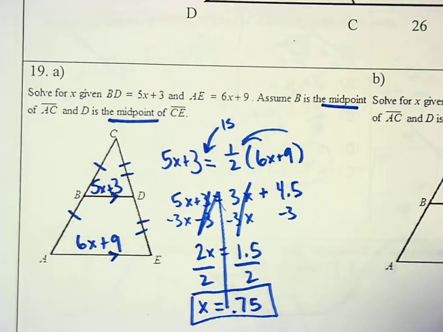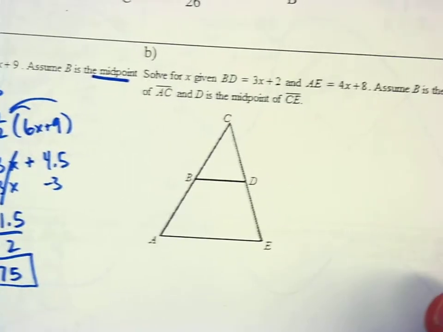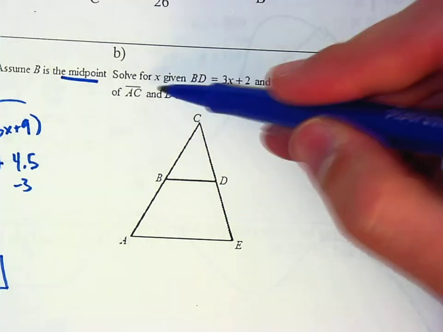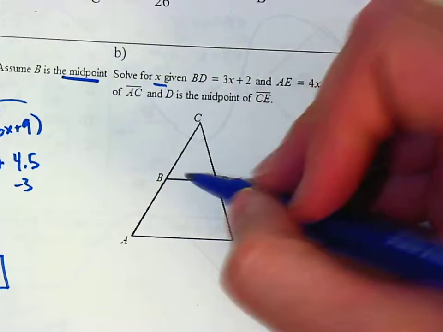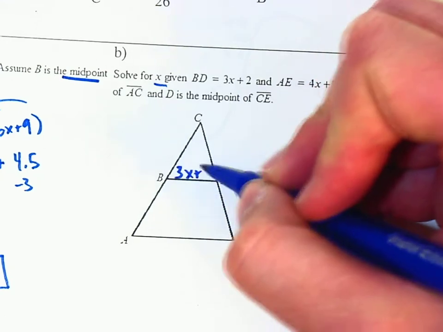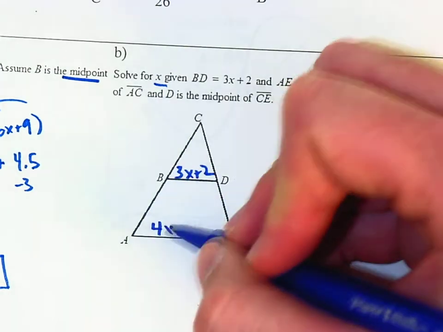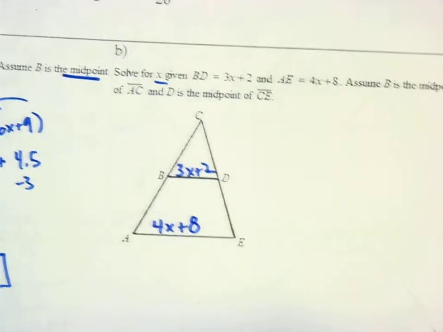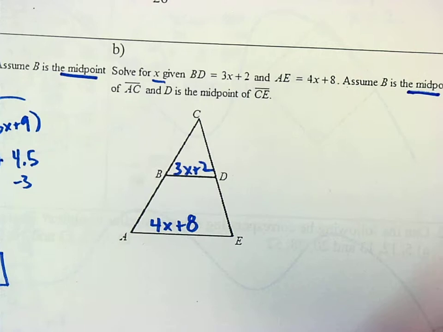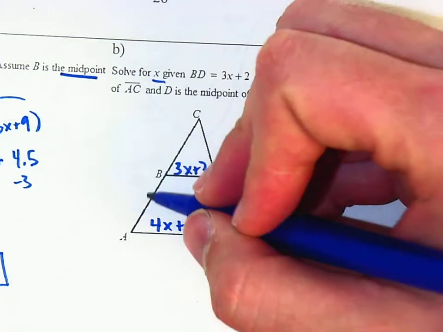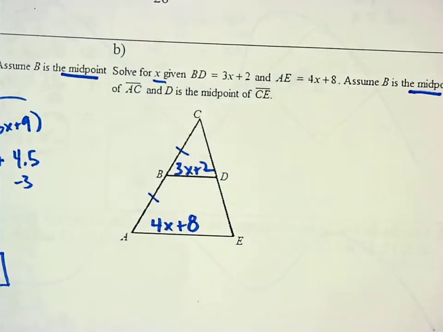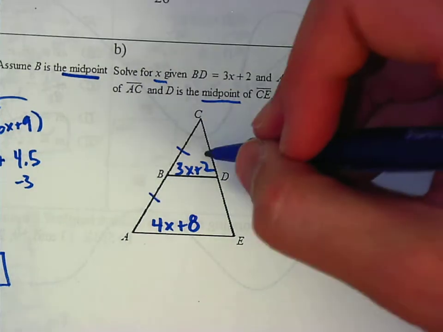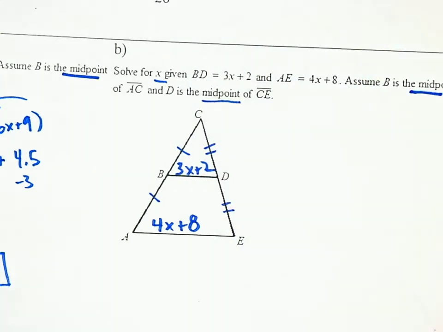Now if we look at 19b, I want to show you just a slightly different way to do these. They still want us to solve for x, and they still give us that BD is 3x plus 2, and AE is 4x plus 8. Notice different numbers, but still the same problem. They tell us B is the midpoint of AC, so that means that AB and BC are the same. They tell us D is the midpoint of CE, so CD and DE are the same.